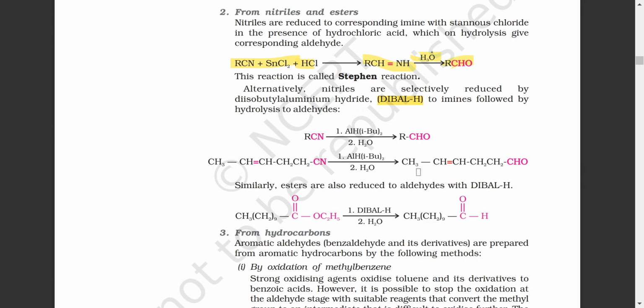Especially if you're preparing for your NEET exam, you just have to keep in mind, make a mnemonic code or whatever you want to do, just remember the reagents. Fine. So Stephen's reaction, RCN, SnCl2, HCl will give you aldehyde from nitriles. Fine. And you can also use diisobutyl aluminium hydride, that is DIBAL-H in presence of water. Again, nitrile को aldehyde में convert करने के लिए.